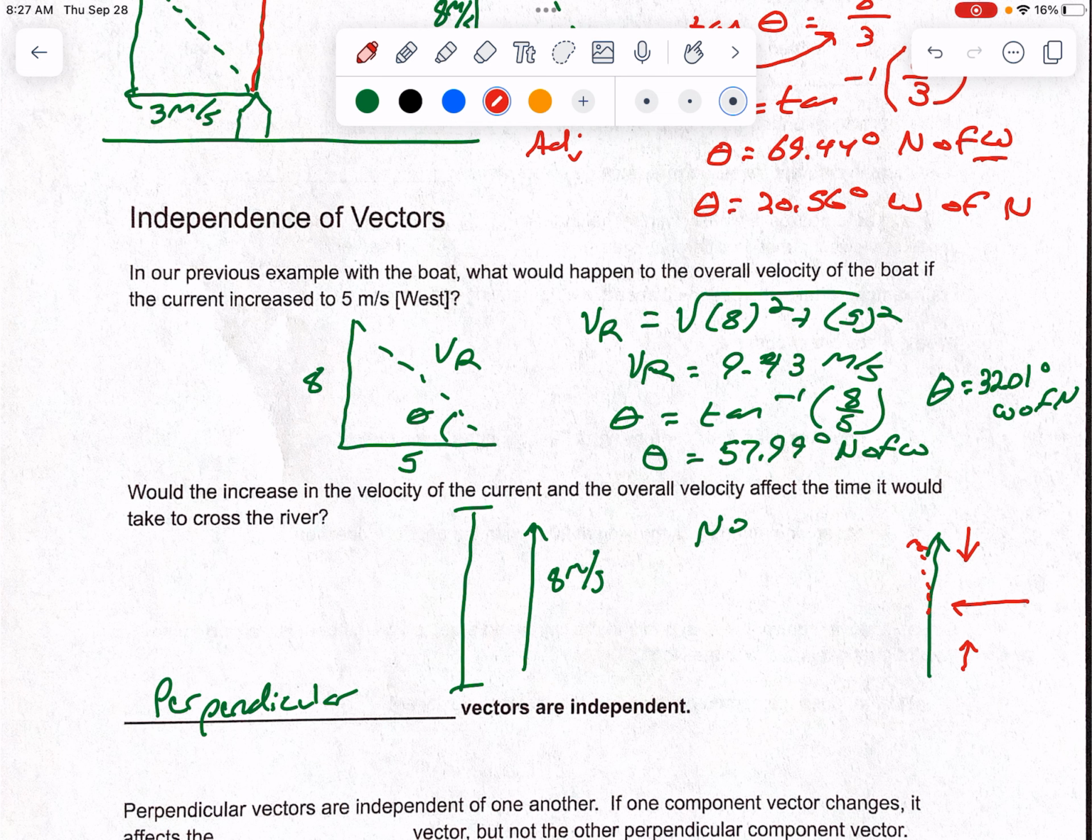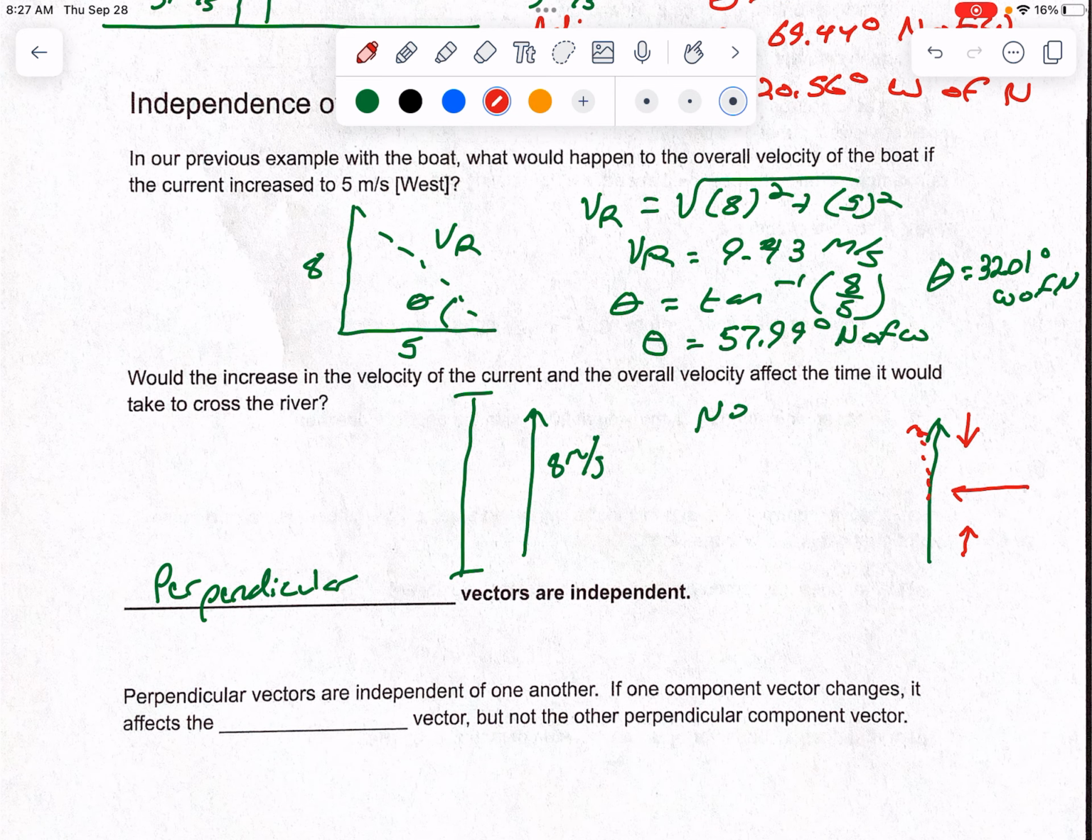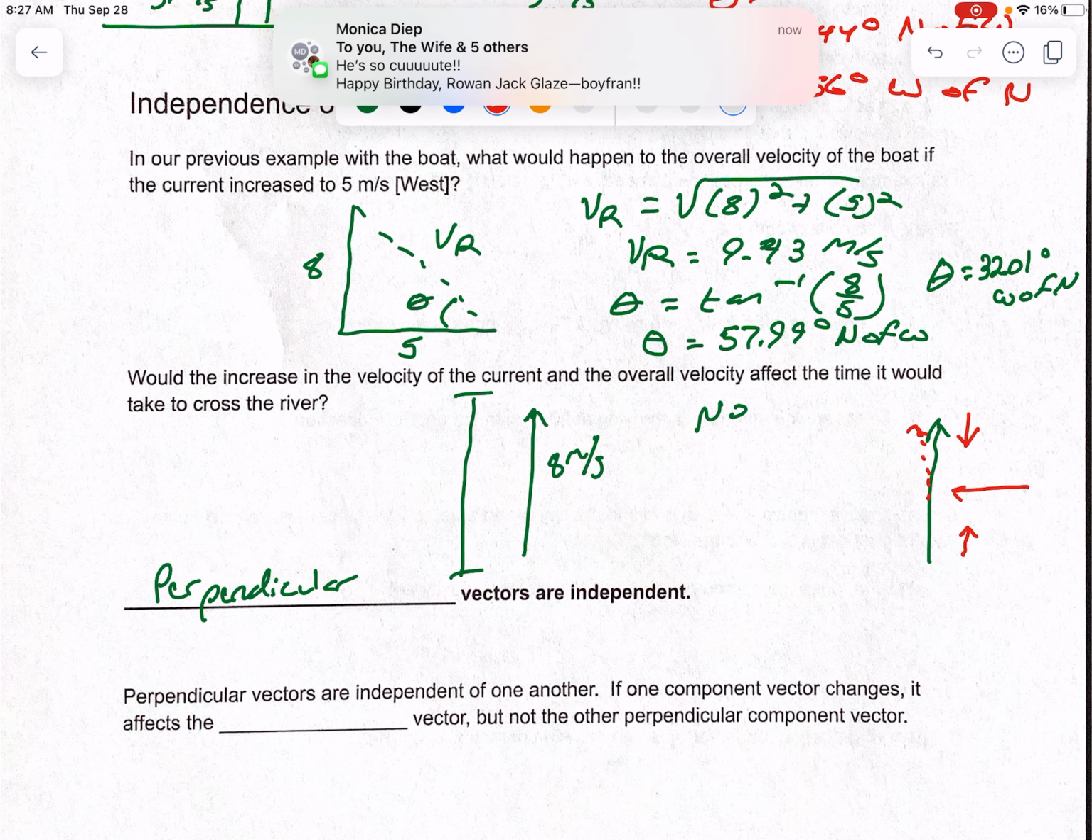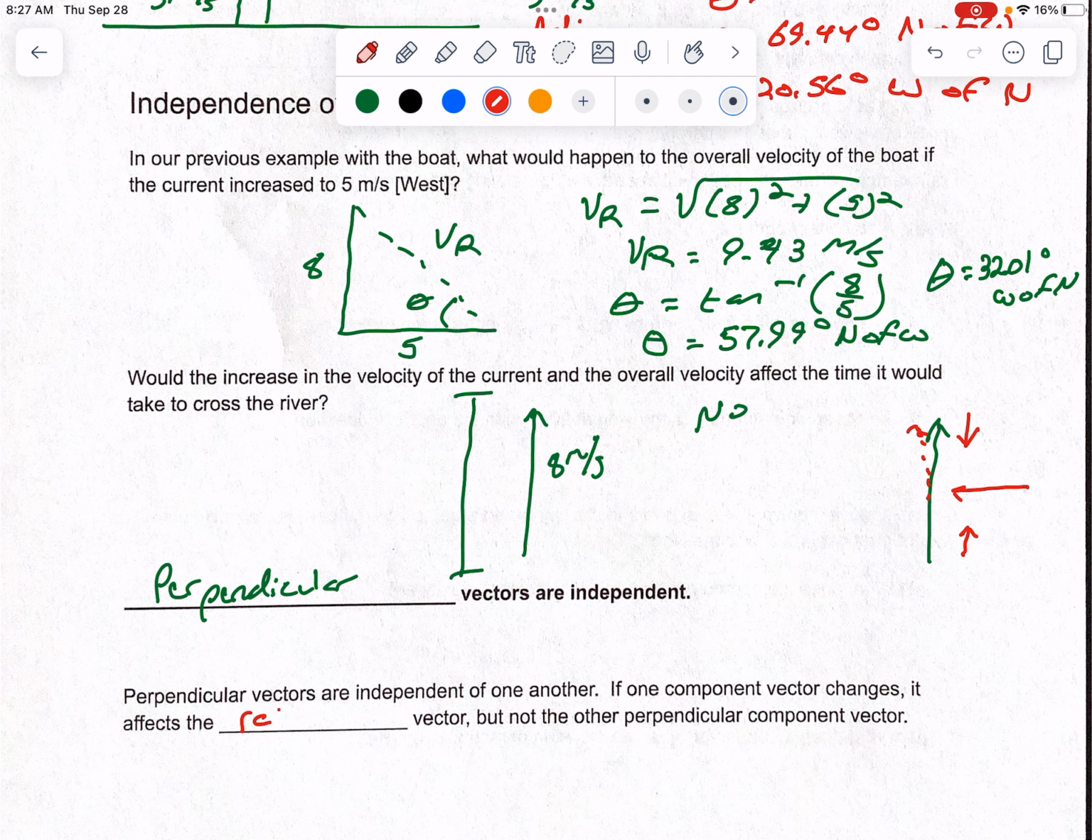So that's what we mean by if they're perpendicular vectors, they do not affect each other because they're not on the same plane. So perpendicular vectors are independent of one another. So north and south does not affect east and west. If one component vector changes, it affects the resultant. So it did affect the hypotenuse that we found and the angle, because you're changing one of the pieces there. But it does not affect the other perpendicular component. So when we change the river velocity, it didn't change our boat's velocity at all. So that's what we mean by perpendicular vectors are independent.